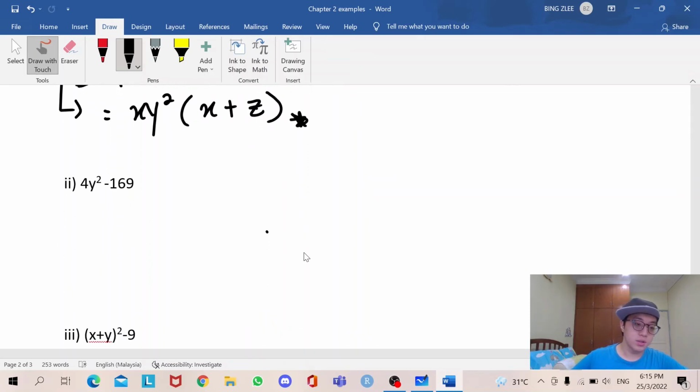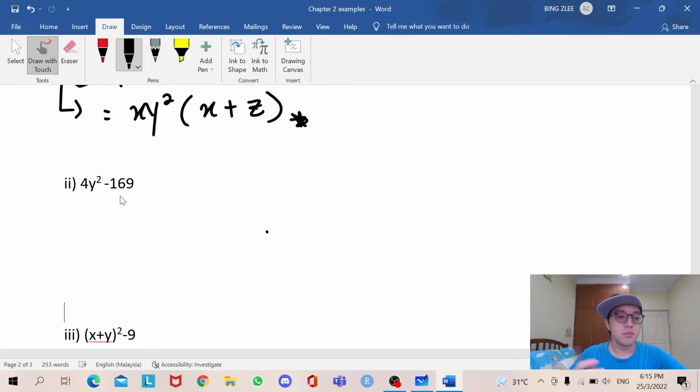The second one here, it's a little bit tricky. So as you can see, the second term does not have y squared, so it's definitely going to be 4. So if you use your calculator to divide by 4, 169 divided by 4, it's not a whole number.